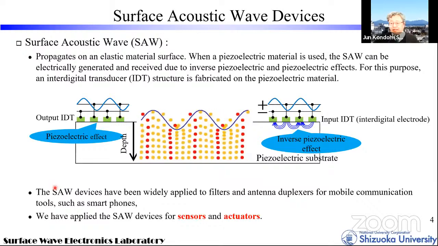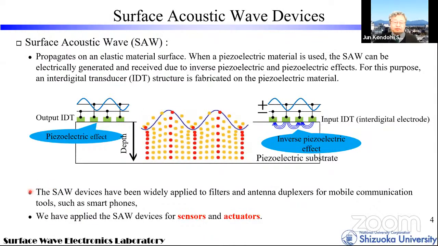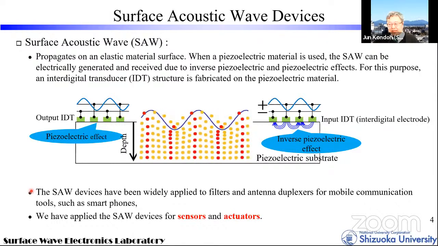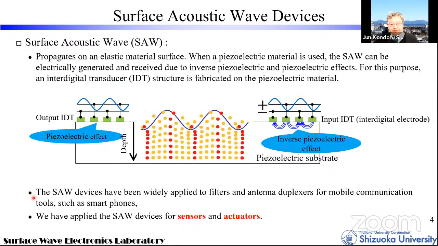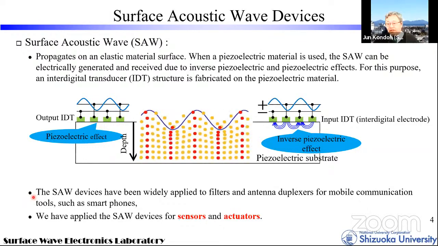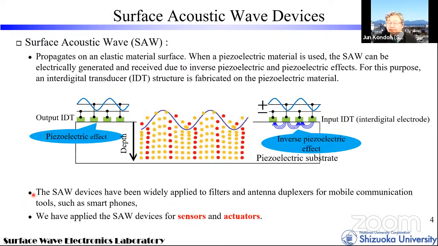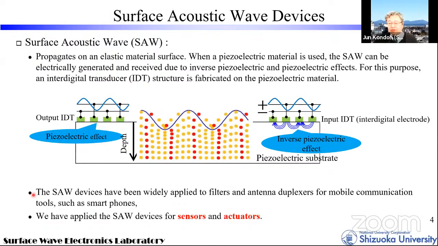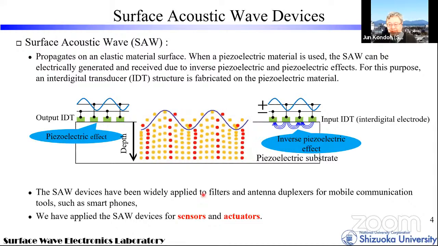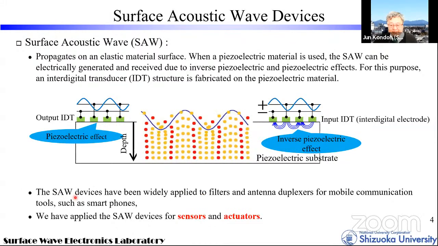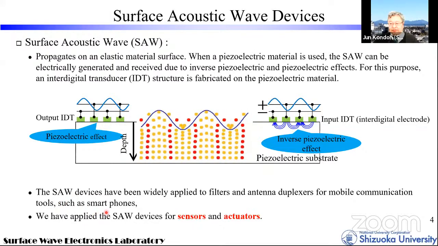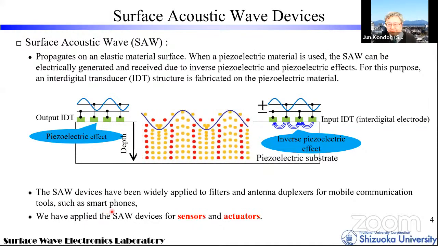SAW devices have been widely applied for the filters and antenna duplexers for mobile communication systems, such as smartphones. In recent smartphones, around 40 acoustic wave devices are involved as antenna duplexers, including the SAW device. But in our laboratory, we apply the SAW devices for sensors and actuators.